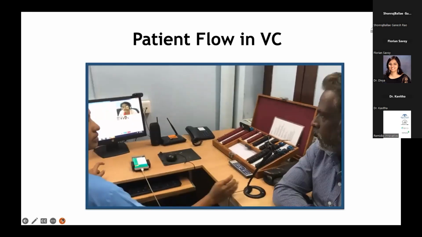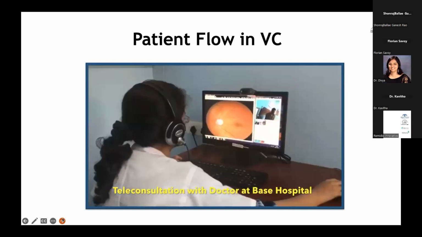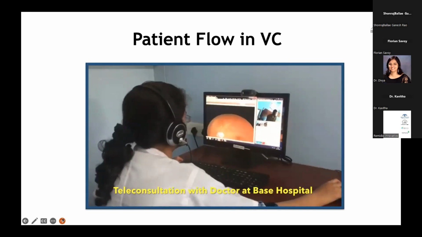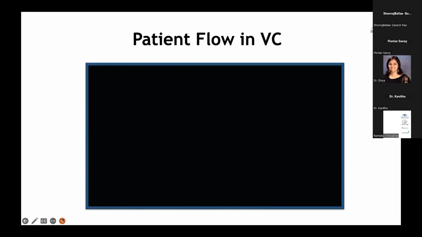These photographs were transferred via telemedicine to the doctor at the base hospital, where based on only the fundus photograph, the doctors gave the diagnosis, okay, whether this patient needs a referral or no referral.